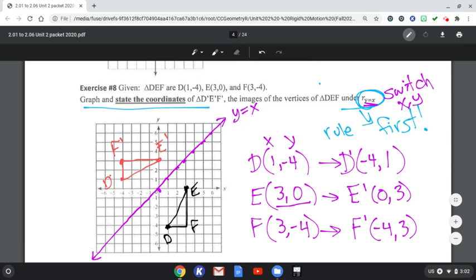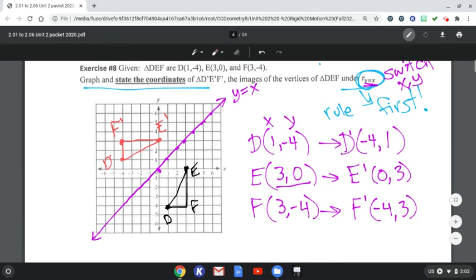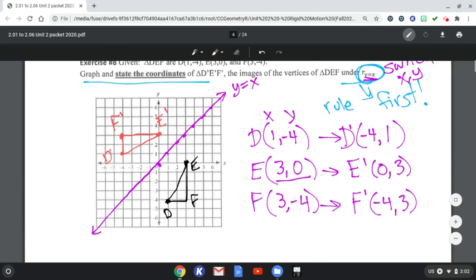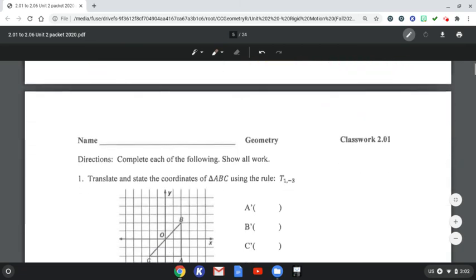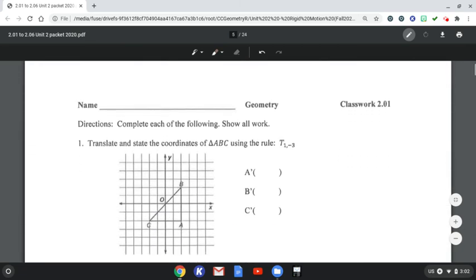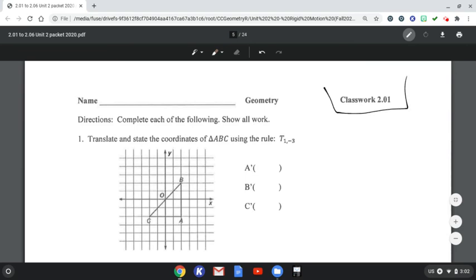Now it's a lot easier for me to explain this in person. So if I went too fast during these notes, please try to graph what you can. I know you've had reflections in the past. Okay. And now it's time for classwork. So classwork 201 is 2 pages, a front and a back.